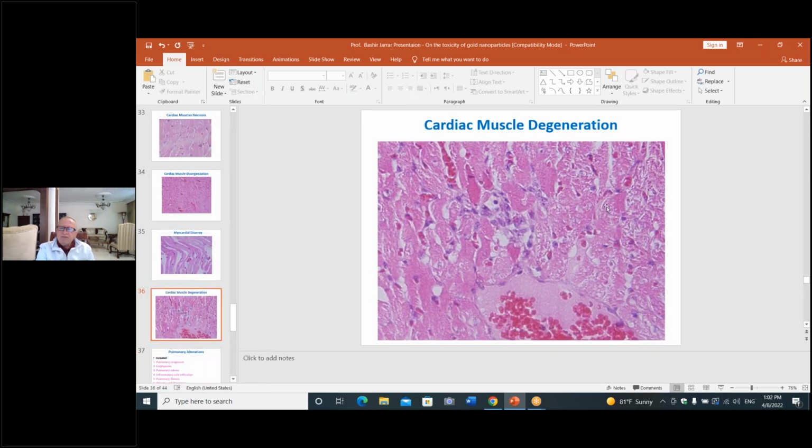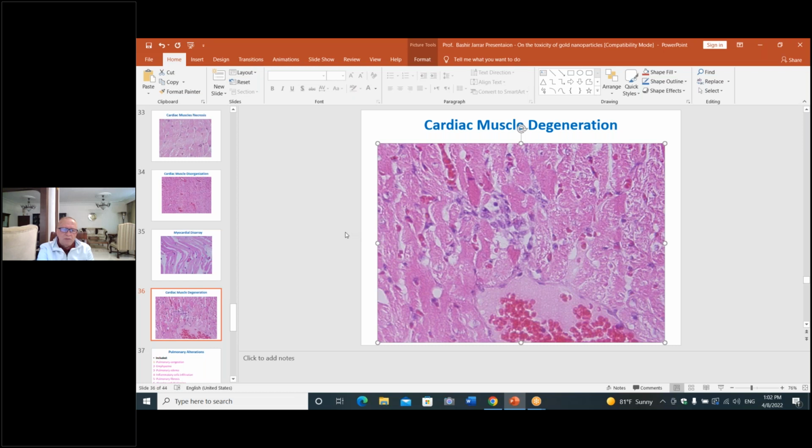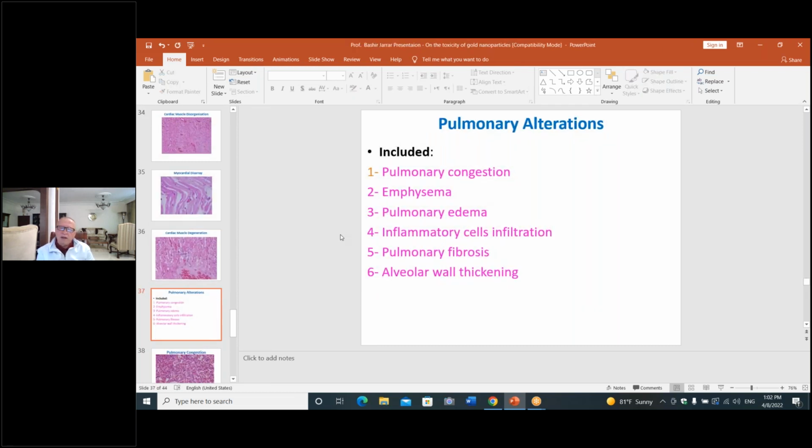One more thing about the heart is the degeneration of the cardiomyocyte. You see, they are necrotic as a result of exposure to gold nanoparticles. But then I move to the last organ, which is the lung.